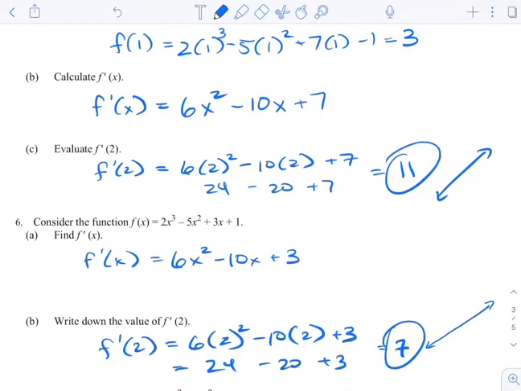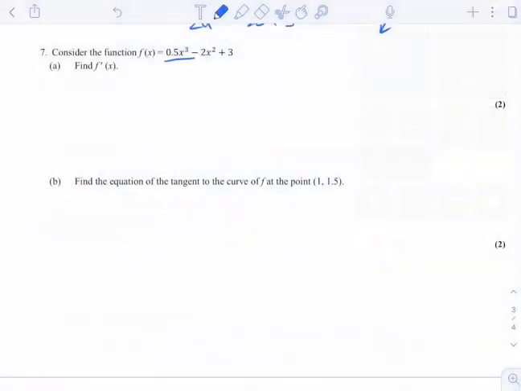We'll go down to 7 here. And here it says find the derivative. f prime of x is equal to 0.5 times 3, which is 1.5x, and we lose one of the exponents. Negative 2 times 2, which is negative 4x, and then we have a constant. We know that constants don't apply to the derivative. So that's our derivative there.